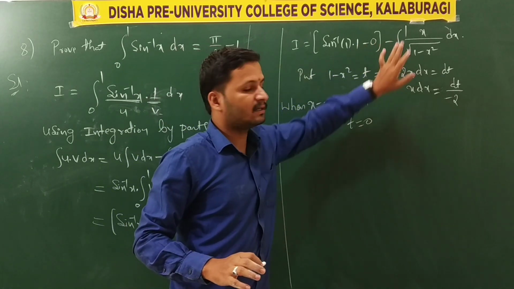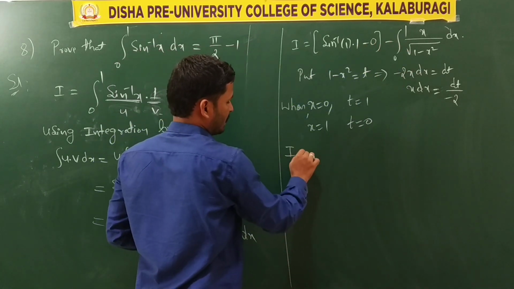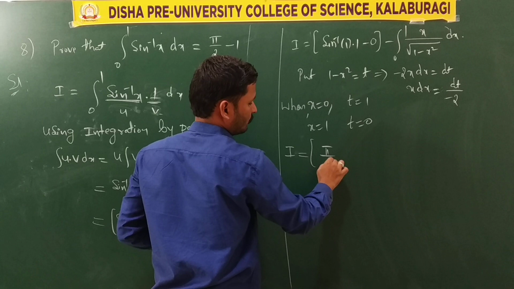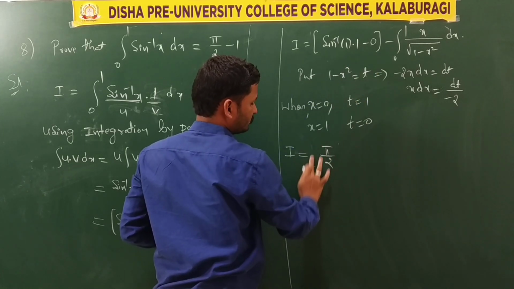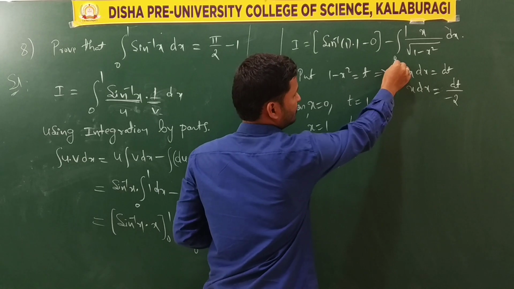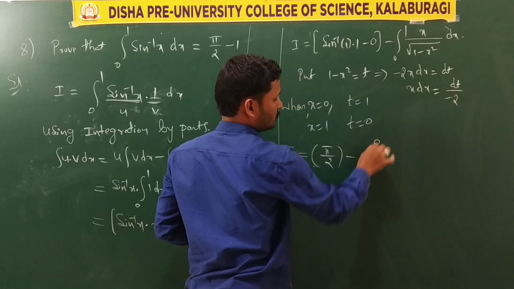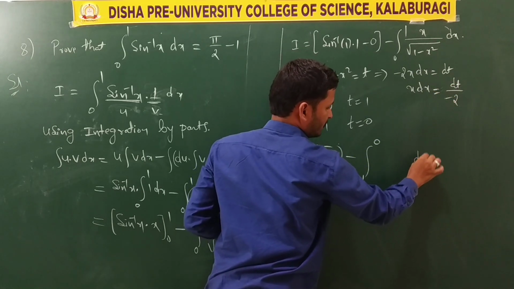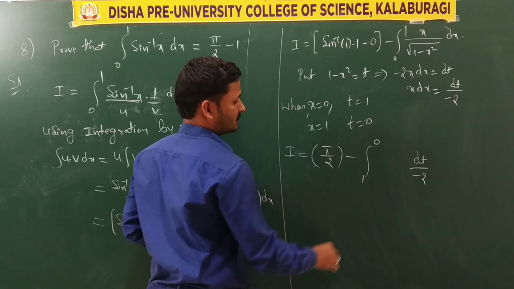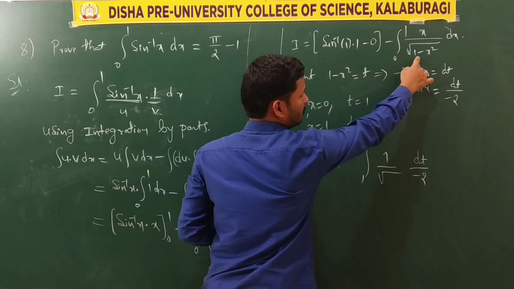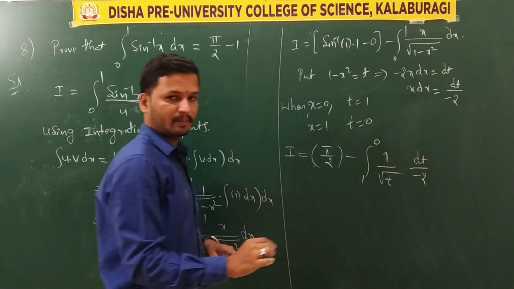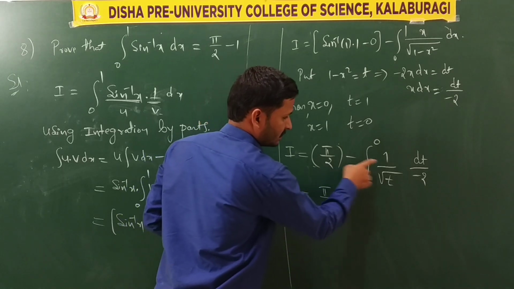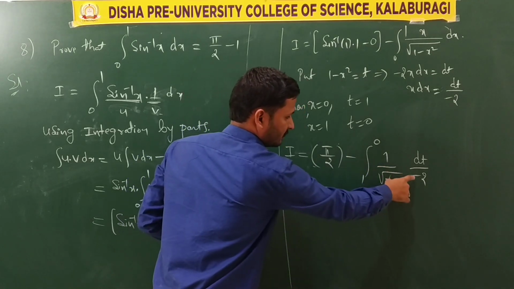Let us put all these in the second integral. So now integral I: sin inverse of 1 is pi by 2, minus 0 limit, minus the integration from 1 to 0, x into dx is dt by minus 2, so dt divided by minus 2. Next, 1 divided by under root of 1 minus x square is root t. So equals pi by 2 minus; here minus of minus becomes plus, so 1 by 2 taken outside.